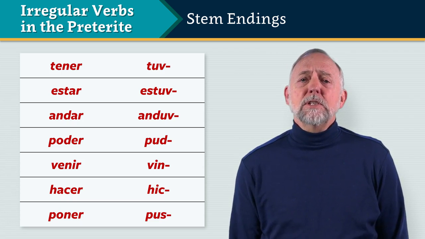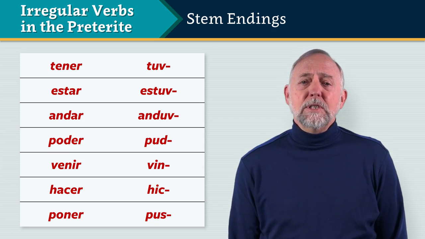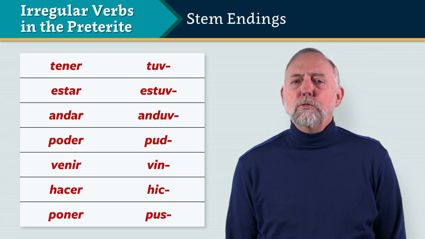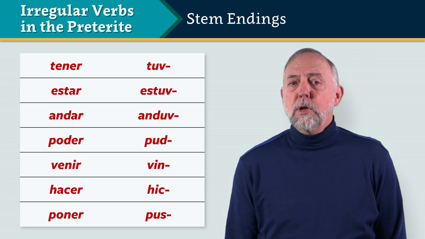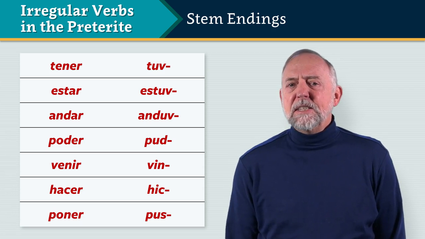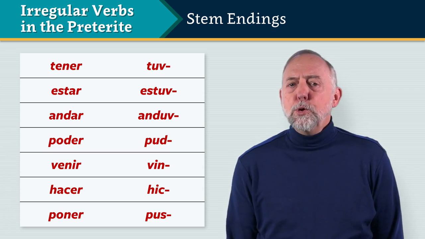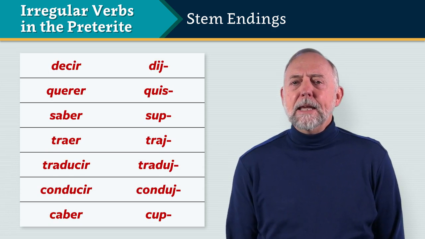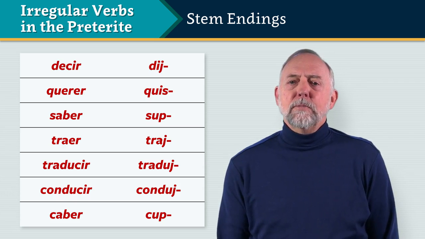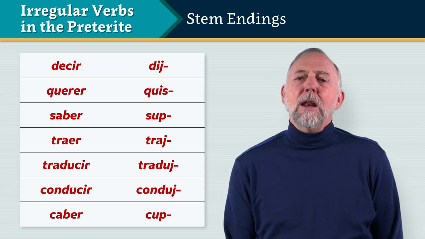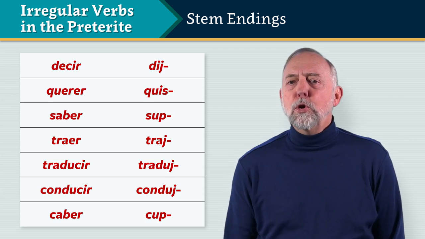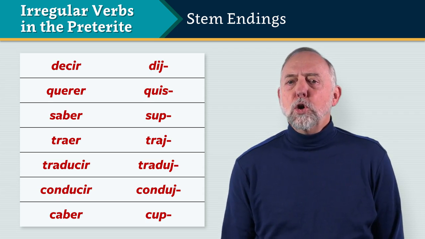For the preterite, the stem is tuv. For estar, estuv. Andar, anduv. Poder, pud. Venir, vin. Hacer, hic. Poner, pus. Decir, dij. Querer, quis. Saber, sup. Traer, traj. Conducir, conduj. And caber, cup.